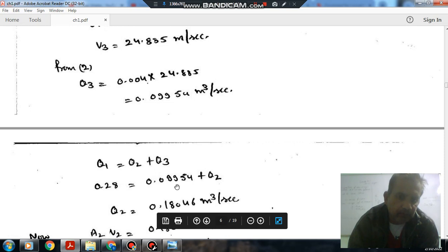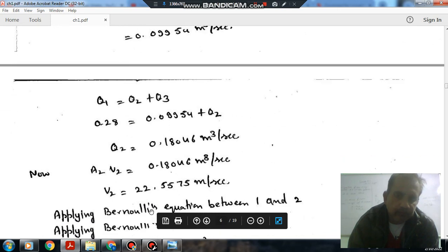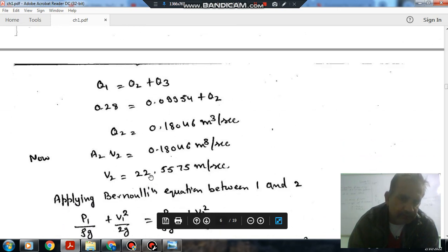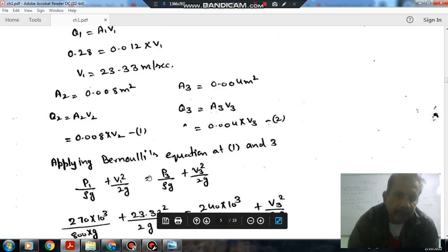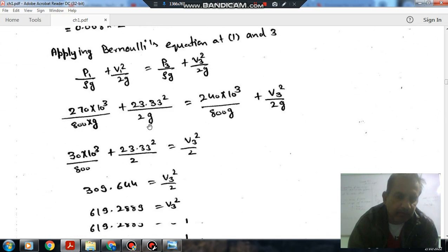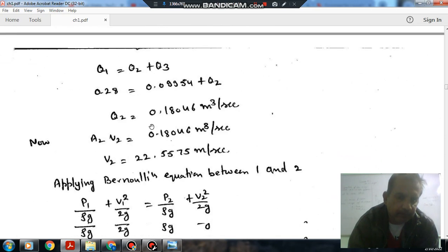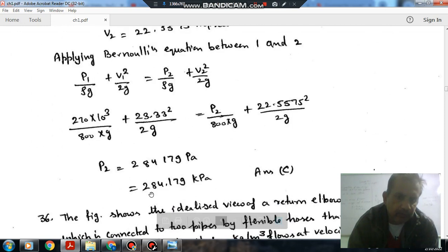Now Q1 is equal to Q2 plus Q3, and we have Q1 and Q3, so we can find out Q2, and after finding Q2, we can find out V2. So V2 is this. Now we can apply Bernoulli equation at 1 and 2, because we know P1 and V1, V2, so the only unknown thing is P2. So P2 is 284.178 kPa.